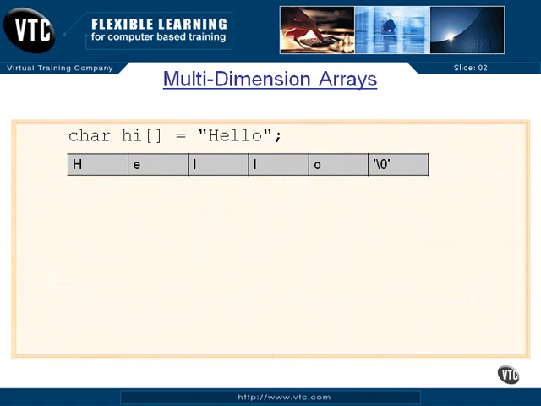Now here's a single dimension that we've already talked about. We have a little character array called hi. We've left this open so that it will be defined at compile time, and it will be 6 because there's 5 characters here and then our null, because we put the double quotes around it. So this is what comes up in memory, HELLO, and then the null at the end of it. So this is hi sub 0, hi sub 1, 2, 3, 4, and hi sub 5. And the sub goes right into there. That's a single dimension array.